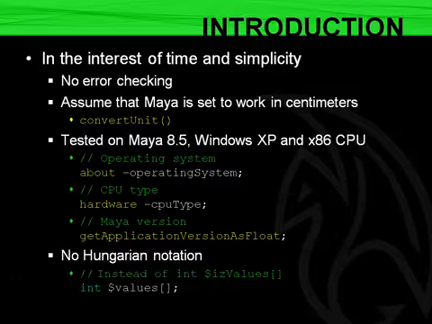And then finally, no Hungarian notation, for those who don't know what it is. Very quickly, in the case of an integer array, I would put IZ in lowercase at the beginning of the name of the variable. So instead of values, it would be IZ values. In this case, I'm not doing that. It's just going to be values. But some people feel that that's a good practice. If you want to, go ahead and do it. In these examples, I haven't done it.